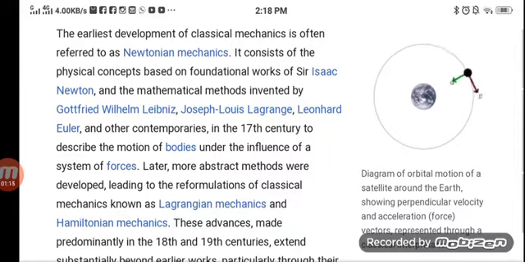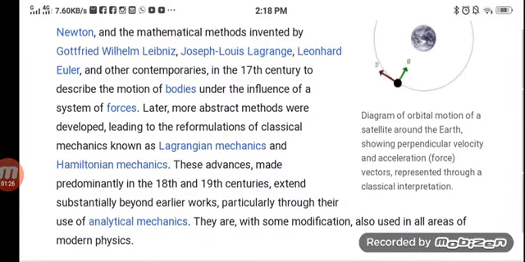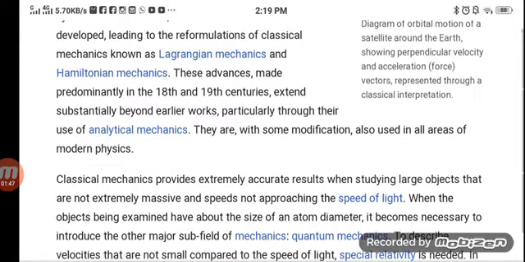Later, more abstract methods were developed, leading to the reformulations of classical mechanics known as Lagrangian mechanics and Hamiltonian mechanics. These advances, made predominantly in the 18th and 19th centuries, extended substantially beyond earlier works, particularly through their use of analytical mechanics. These are, with some modification, also used in the areas of modern physics.